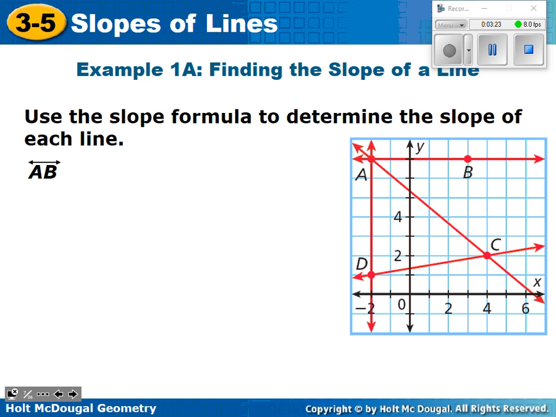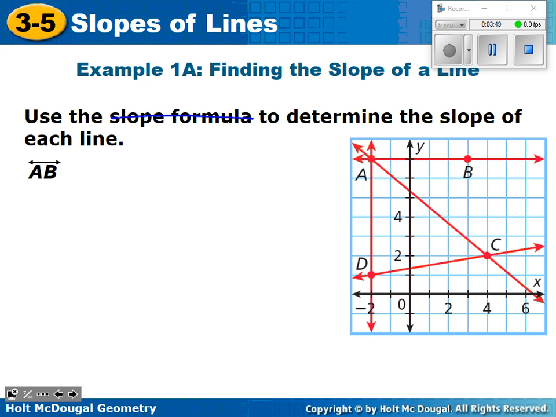All right, so first example, use the slope formula to determine the slope of each line. I will tell you again, if it is on a graph, you don't have to use the slope formula. You can just count rise over run, and I'm fine with that. But AB is a special kind of line. What is AB? What kind of line is AB? Okay, it's straight. Every line's technically straight, though. What kind of line do you mean when you say straight?